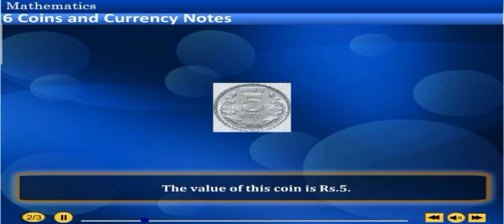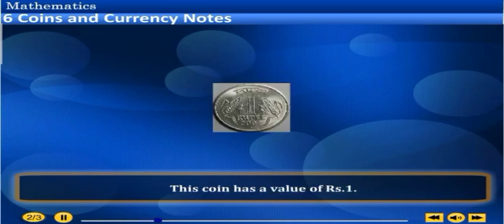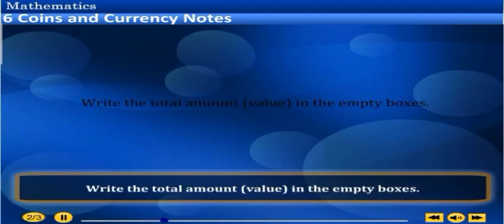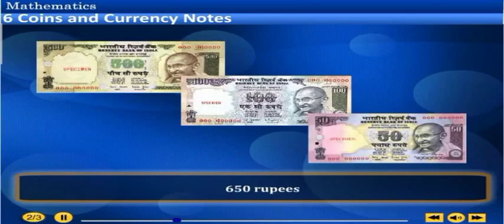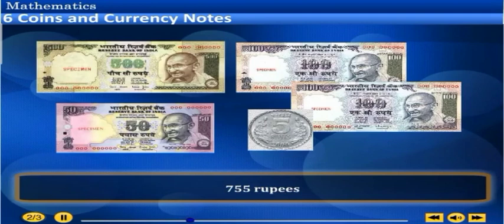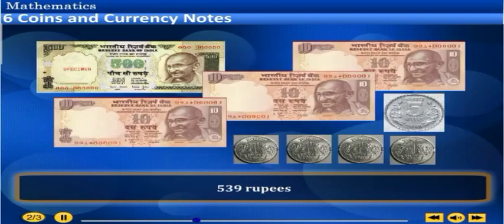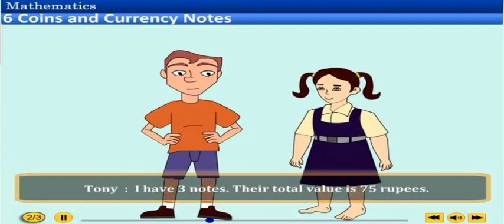The value of this coin is rupees 5. The coin has a value of rupees 1. Write the total amount, value in the empty boxes. 650 rupees, 755 rupees, 539 rupees.